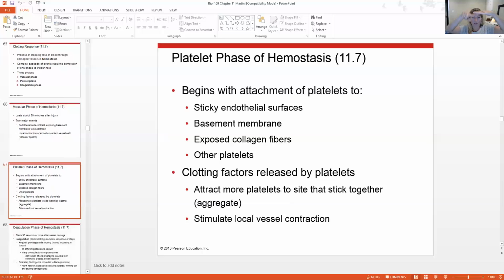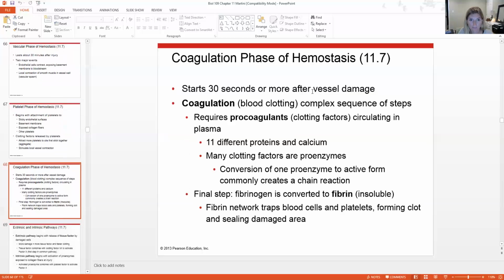So once the platelets start sticking, they're kind of cheering each other on and saying, okay, let's keep clotting, come on guys, come over here, let's keep clotting. And this is all going to basically stimulate that vessel to contract back together. The coagulation phase is usually 30 seconds or more after vessel damage. So this is later, again, but we're still talking seconds. This isn't like a day later, right?